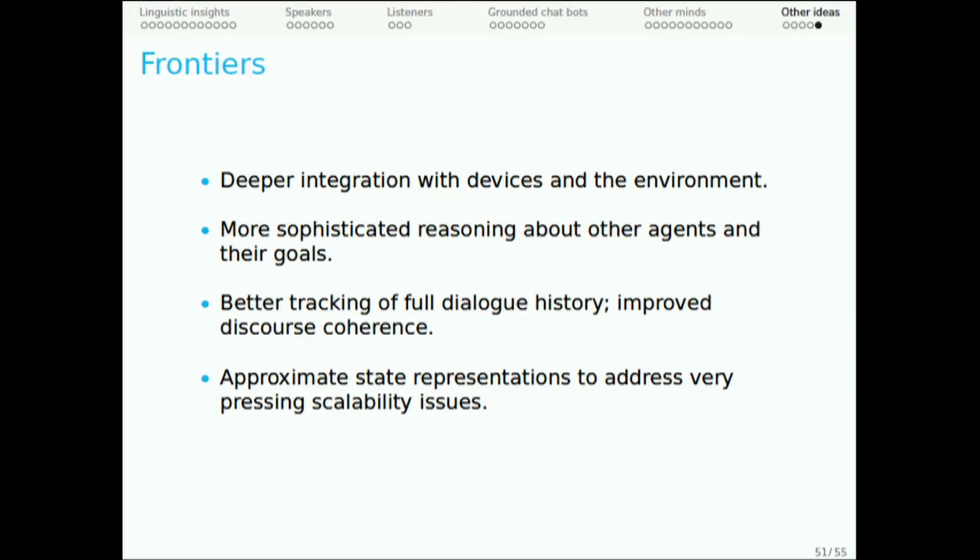Here, I think that kind of keys me up for these next frontiers. So what I expect is much deeper integration with devices and the environment, more sophisticated reasoning about goals, better tracking of dialogue history, and, as I said just now, approximate state representations to address these scalability issues. I think progress here is going to lead us to agents that are truly grounded, and that will lead us to agents that are truly able to use language in a sophisticated way.